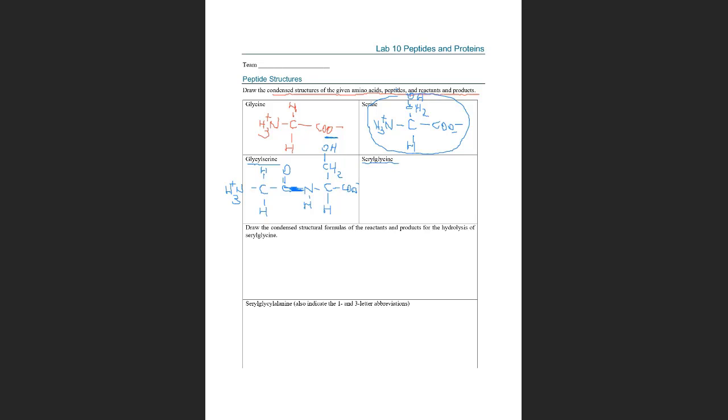And let's look at the next one, serylglycylalanine. So that is a tripeptide. After you treat it with an enzyme, you will obtain the original amino acids: serine, glycine, and alanine. Very good. So this is the first part.